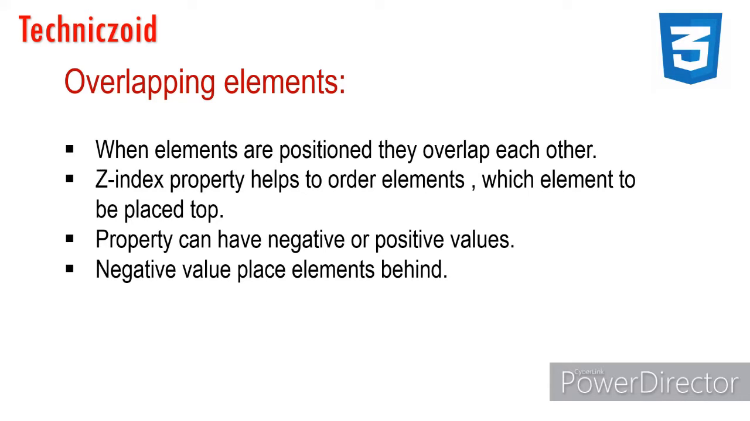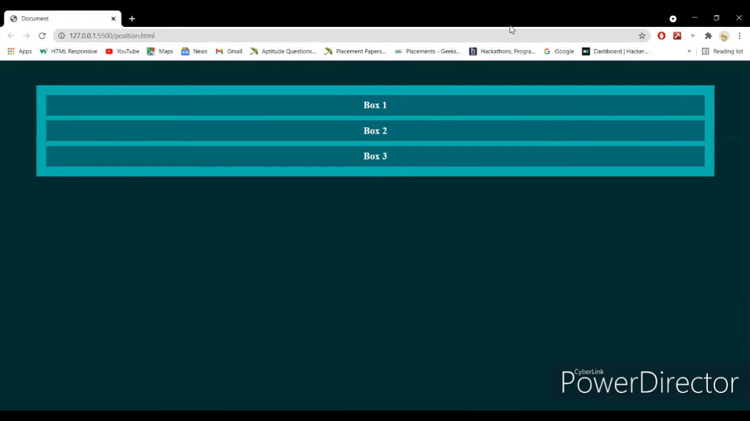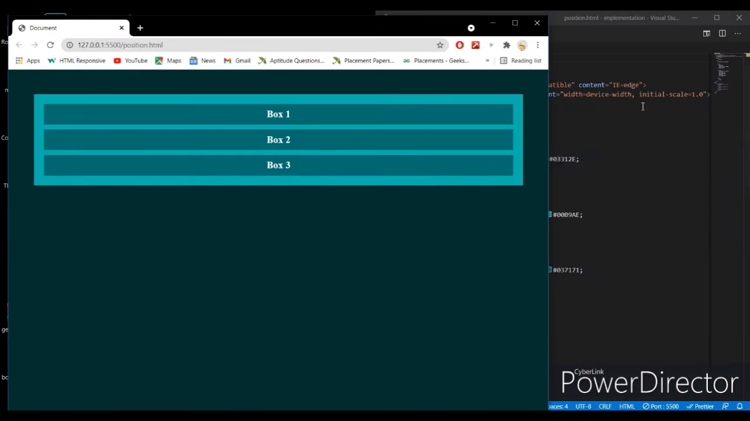The z-index property is used to order elements, deciding which element is to be placed on top. The property can have negative and positive values also. Now let us see how each position method helps in laying out the elements. This is the web page I have made for you to show how the position methods help in laying out the CSS elements. And the page is also super responsive.